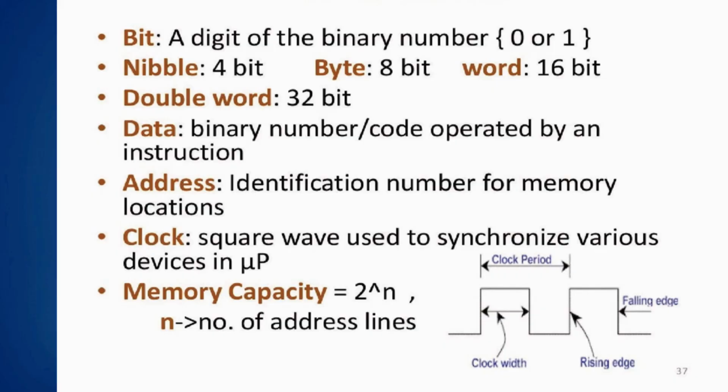Now, clock speed. A square wave is used to synchronize the various devices in the microprocessor. So we should know what is clock speed, and the memory capacity is nothing but 2 to the power n, where n is the number of address lines. If I say one clock period, we can see the clock width, which speaks about your on time and off time, and we can have a rising edge and a falling edge. So this is how we represent the clock period. Please refer to the diagram.